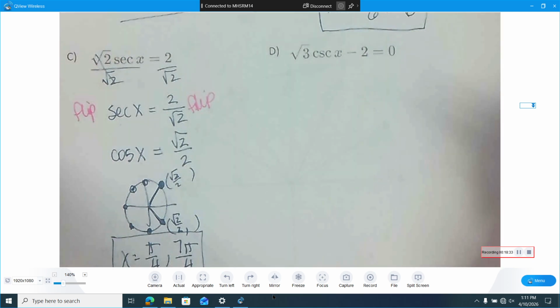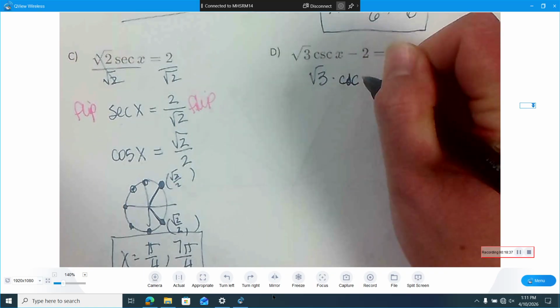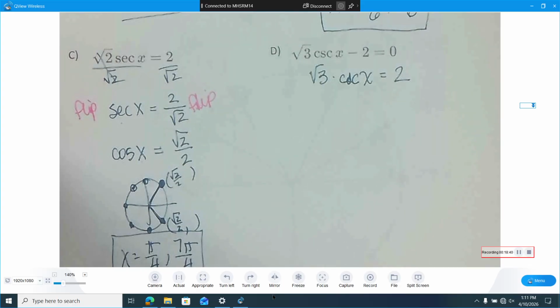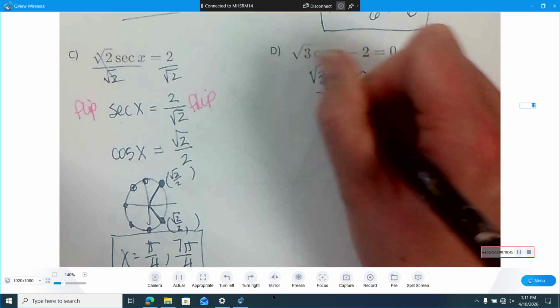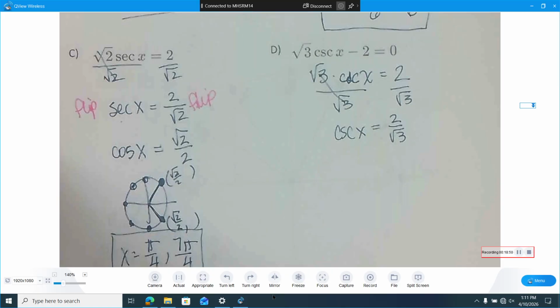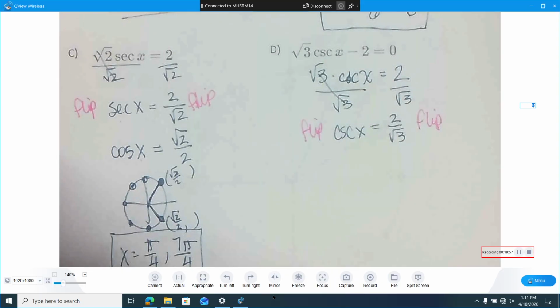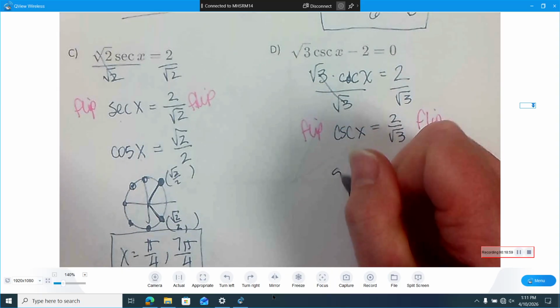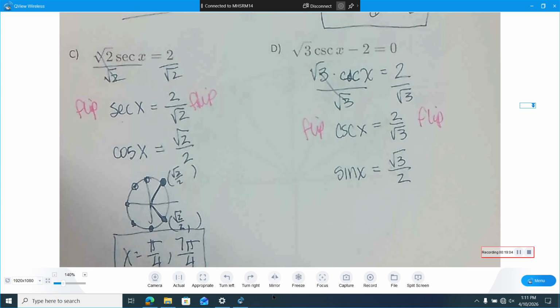All right, over here, D. What are we going to do for number D? Add 2, so we get radical 3 times the cosecant of x equals 2. And then what? Divide by radical 3, divide by radical 3. So we get cosecant of x equals 2 over radical 3. But I don't like cosecant. It's not as friendly. So what am I going to do? Flip it. I want the reciprocal of both sides. The reciprocal of cosecant is sine. And flipping my fraction becomes radical 3 over 2.